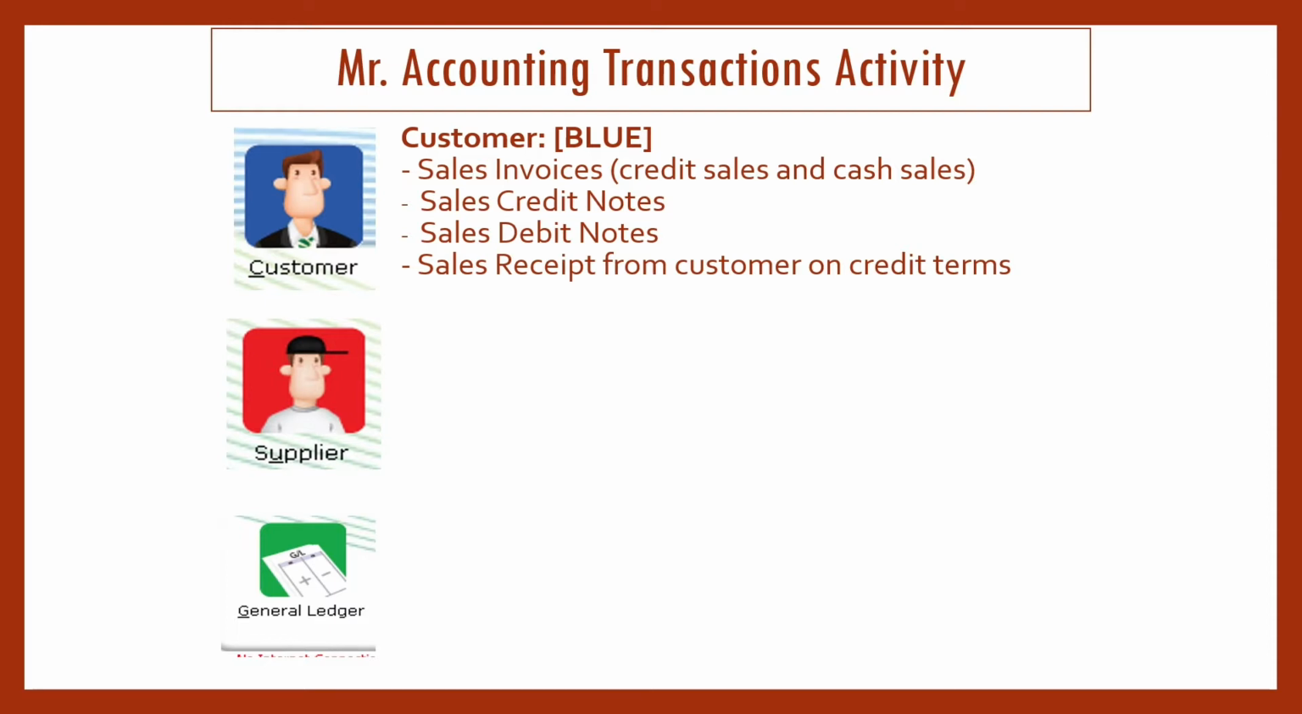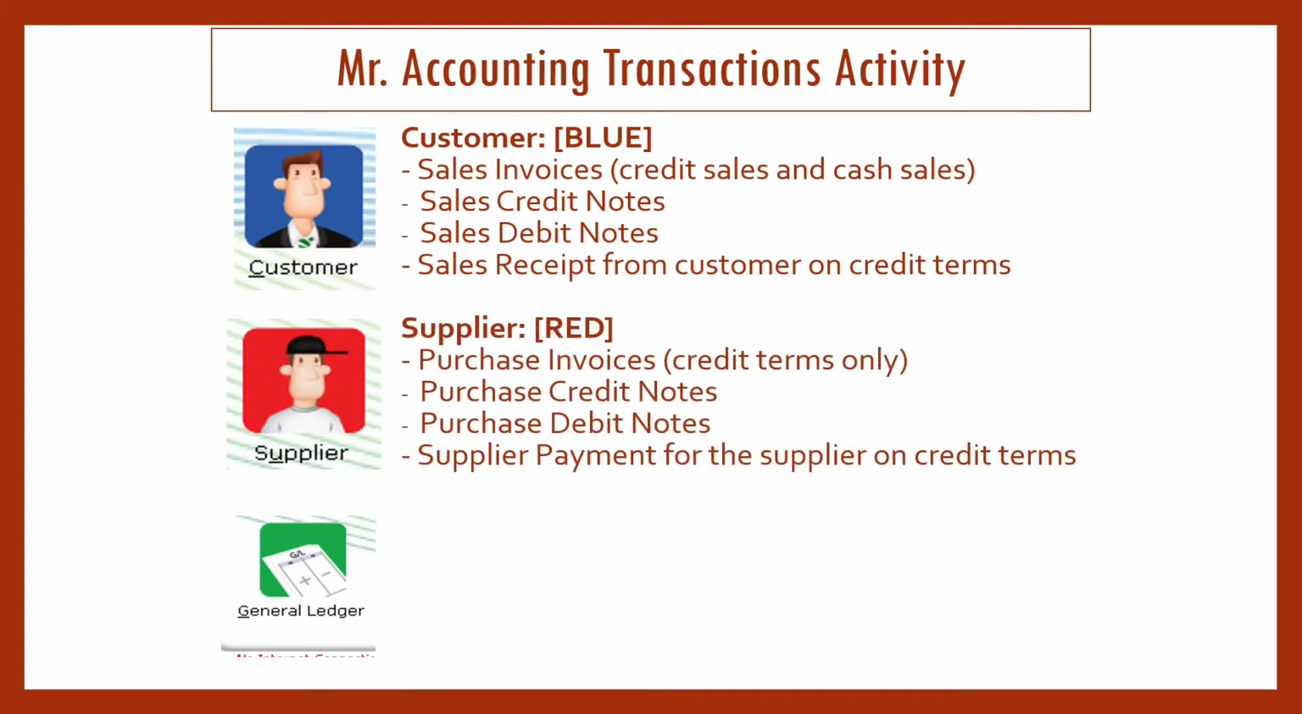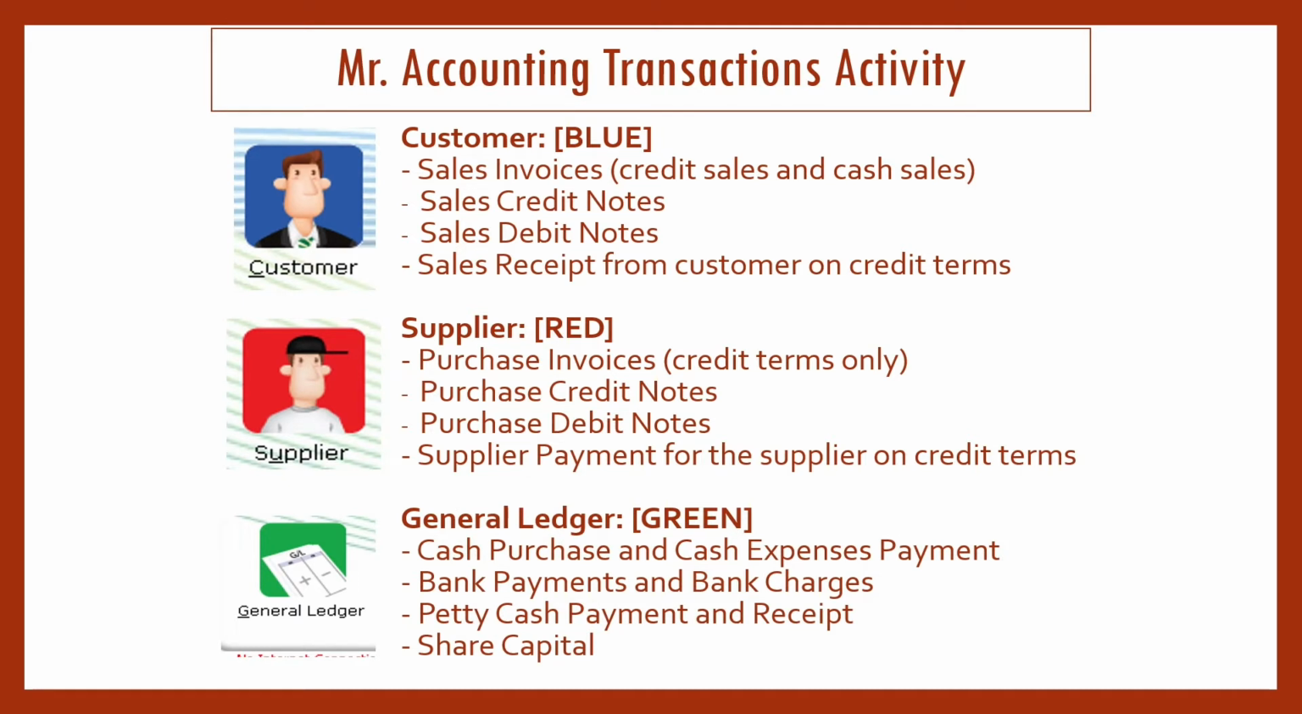To record transactions in supplier are for purchase invoices, that is for credit terms only, purchase credit notes, purchase debit notes, and supplier payment for the supplier on credit terms. And to record transactions in general ledger are for cash purchase and cash expenses payment, bank payment and bank charges, petty cash payment and receipt, and also share capital.